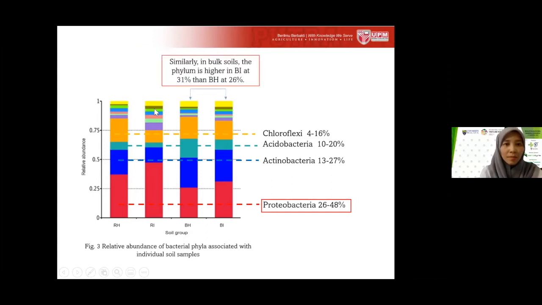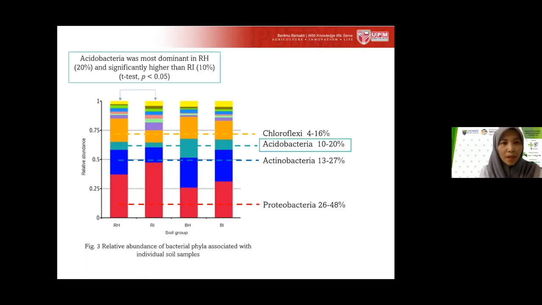And similarly, in bulk soil, the phylum is higher at 31% compared to healthy bulk soil. While in the healthy rhizosphere, Acidobacteria was most dominant and significantly higher in the rhizosphere soil. Okay, so the phylum is not significant in the bulk soil.